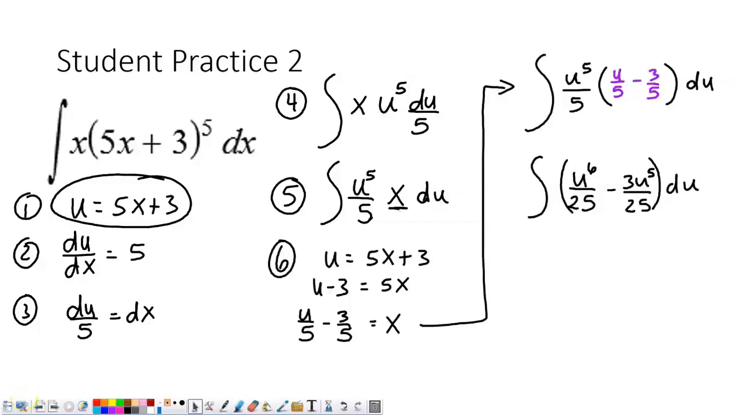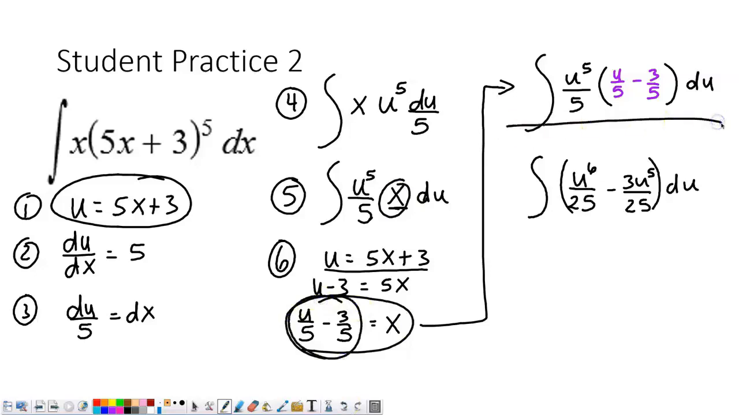Okay, so here's step 6. We start with our equation from step 1, and we solve for x, and this is what we get, minus 3 divided by 5. And then we're going to replace this x with this expression. Well, not the whole thing, just this side, right? And so that results in this thing here. And after you distribute your fraction in, you get this.